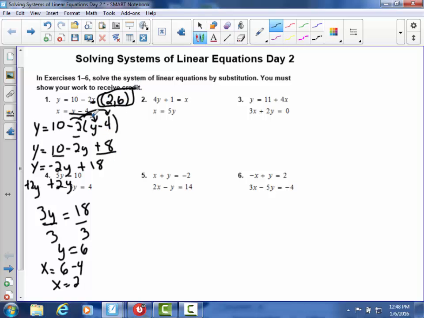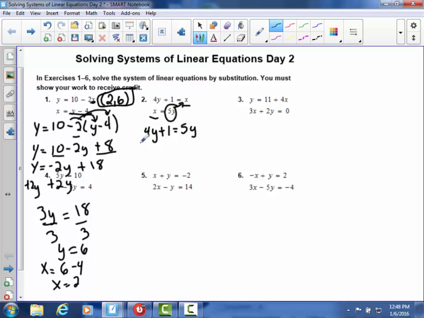Okay. All right, so similarly on question 2, I already have one of the equations solved for a single variable. Actually, both of these are solved for a single variable. So I can replace either way. So I'm going to choose to take this 5y and substitute it for that x, because x equals 5y. So we get 4y plus 1 equals 5y.